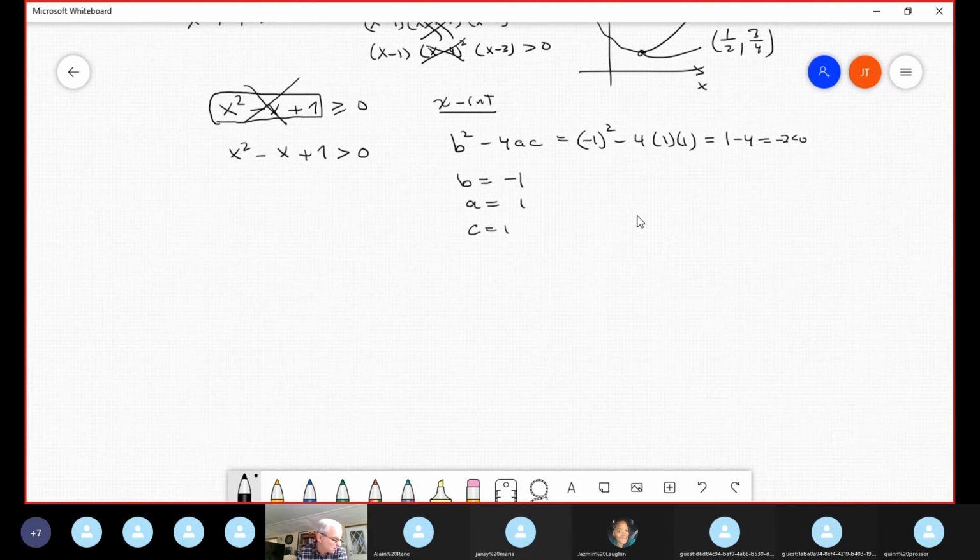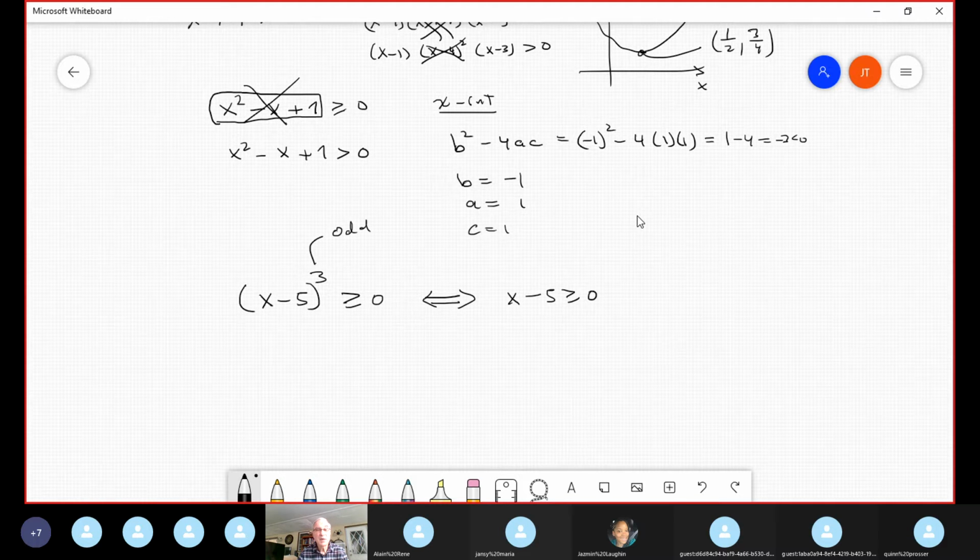Too many special cases. Suppose that we have x minus 5 to the cubic power greater than or equal to 0. What is the equivalent of this? Well, I eliminate the cubic: x minus 5 greater than or equal to 0, right? Because this exponent is an odd exponent.